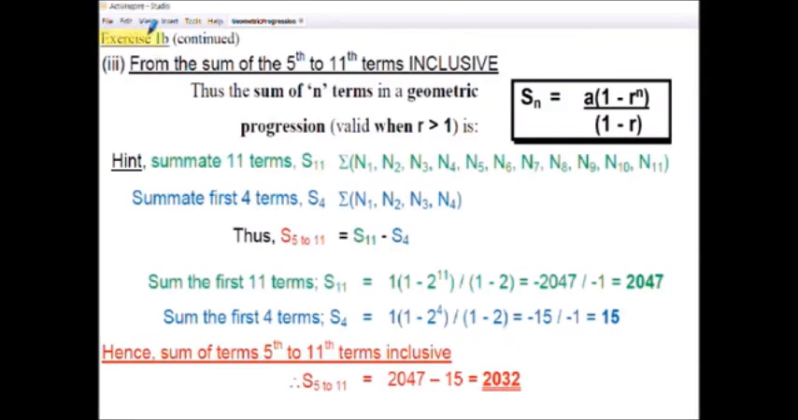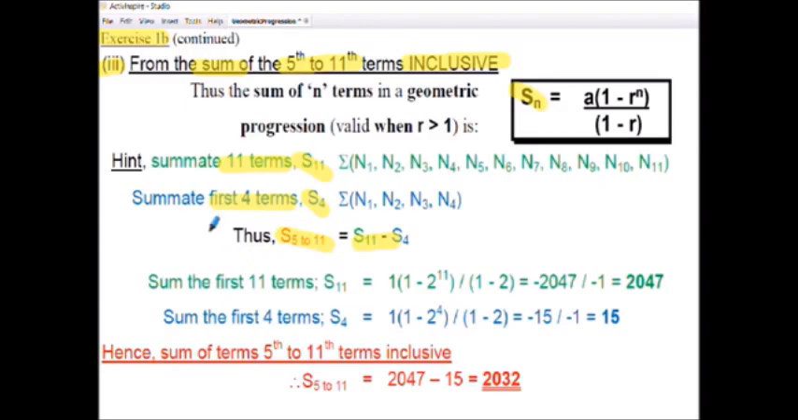Okay, exercise 1b continued here, part 3. We're asked now to sum the 5th to the 11th terms inclusive. So I'm going to use the Sn equation now. I'm going to first of all sum the first 11 terms in the series, S11. Then I'm going to sum the first 4 terms in the series, S4. Then I'm going to take S4 from S11 to find the summation of the terms 5 to 11 inclusive.